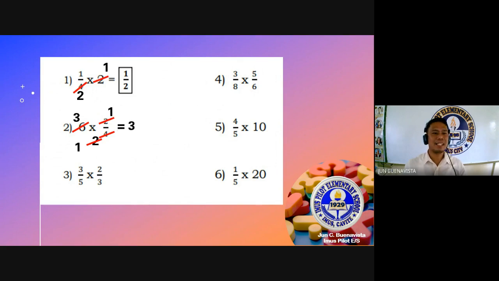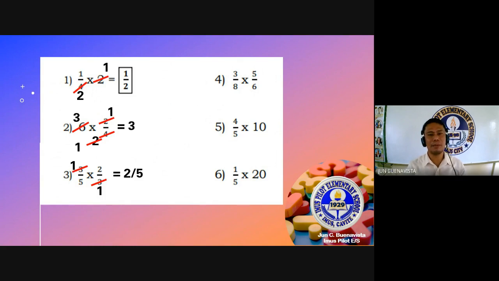All right? Let's have another one. So 3 is the numerator and 3 is the denominator. So 3/5 times 2/3. We are going to cancel 3 because we are going to divide by 3. So 3 divided by 3 equals 1, 3 divided by 3 equals 1. So the remaining numbers are 1 times 2 equals 2, 5 times 1 equals 5. So therefore, the answer is 2/5.